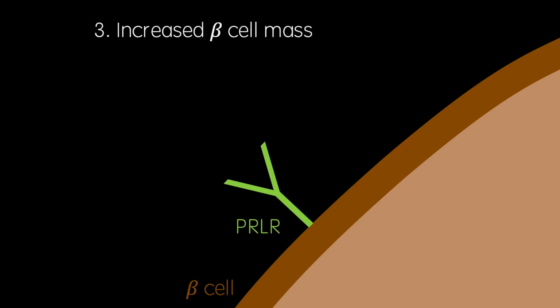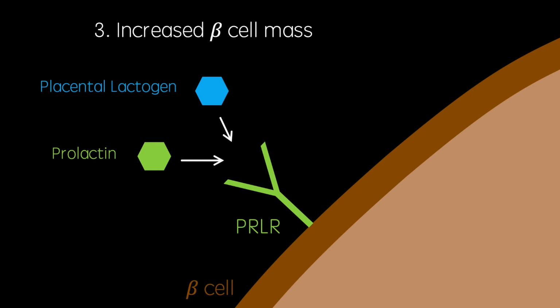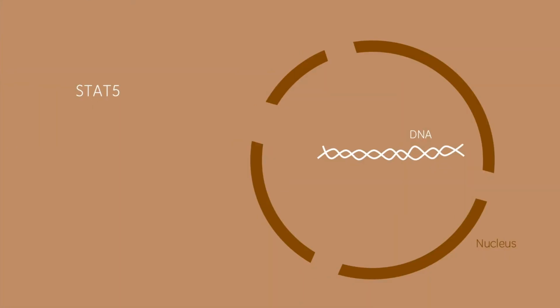And finally, prolactin receptor activation also activates STAT5, a transcription factor which enters the nucleus and activates the transcription of survivin, a protein inhibitor of caspase, the primary enzyme responsible for apoptosis, meaning the rate of beta cell apoptosis decreases and beta cell mass increases.